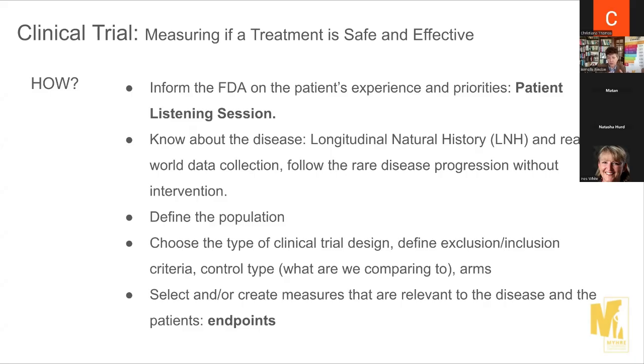Then you need to choose the type of clinical trial design. So you define the inclusion and exclusion criteria, who is going to participate, for how long, what are going to be the controls? Do you compare patients with the treatment with patients that have a placebo? Do you compare to the patients themselves in the past, when you measure without the treatment and then you compare with the treatment? You have different arms, so you can look at different manifestations during the treatment or different types of patients.